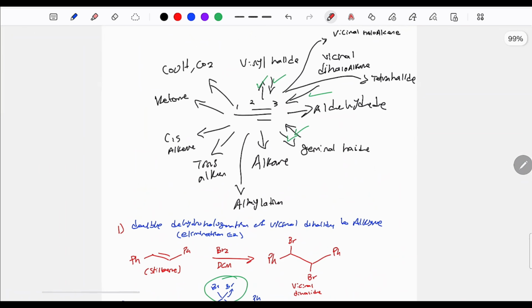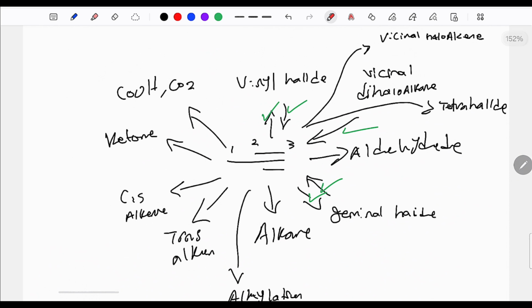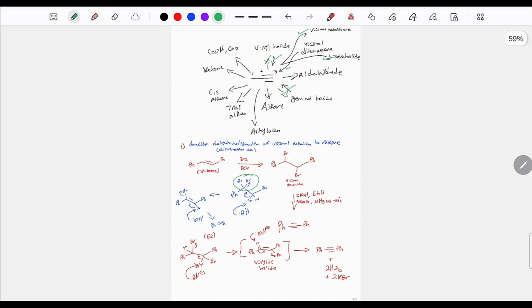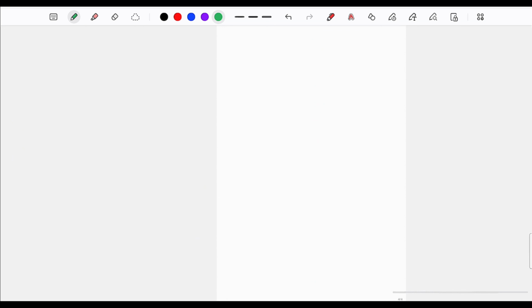So let's go back to our list here, and let's actually add like this and get rid of that. We've talked about a tetrahalide. We've talked about a vicinal haloalkene. So we've talked about quite a couple of reactions already. Now, let's talk about number 5, which is going to be the hydration of an alkyne to get us a ketone. Okay?